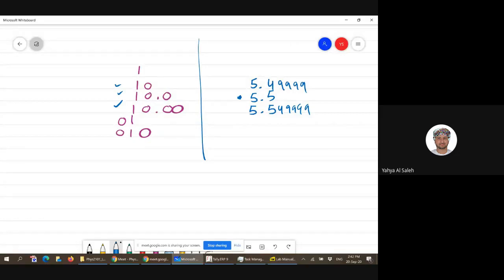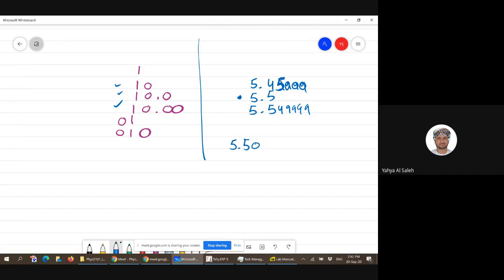If I round 5.45, it will be 5.5. If I round 5.54, it will also be rounded to 5.5. So inherently, when I give you the reading 5.5, there's a certain degree of precision in that number.